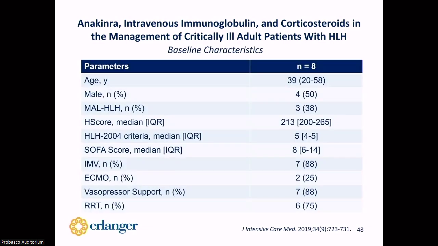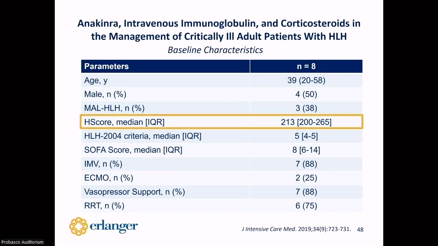Looking at our baseline characteristics, these are all small studies, you guys. It has 8 patients included. Mean age was 39 years old. And then malignancy HLH accounted for 38% of the group. But their H score was positive without even trying. So remember, 170 is a positive score. These patients had a median of 5 on their HLH 2004 criteria.